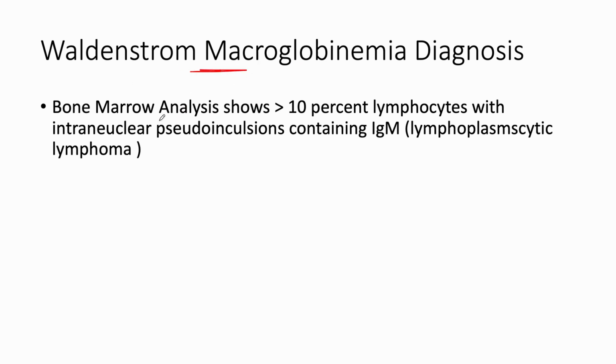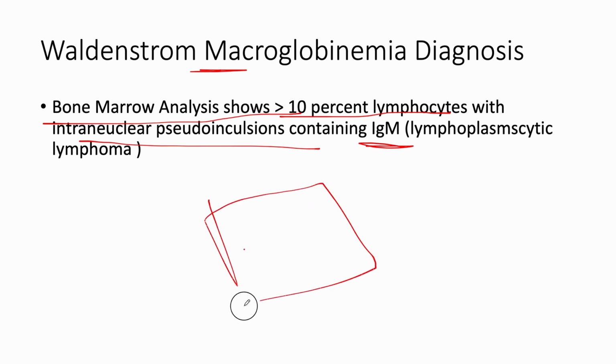Waldenström macroglobulinemia is going to show on bone marrow analysis above 10% lymphocytes with intranuclear pseudo-inclusions, including IgM. So let's just say bone marrow analysis: we have our red blood cells, and then we have these big lymphocytes, and they have IgM inclusions inside them.